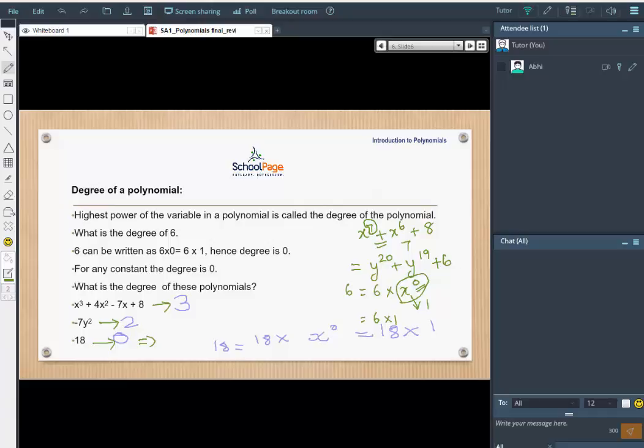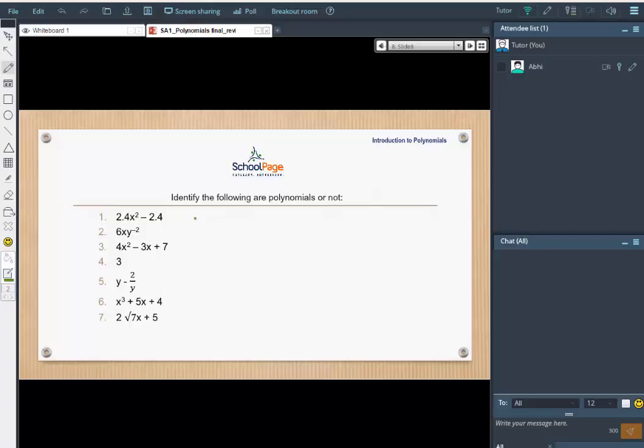Now that you have understood identifying the polynomials, let us look at some examples. Can you solve the first example for me? Is this a polynomial? Is the second one a polynomial? No, ma'am. Why? Because it has minus 2, the power is minus. Correct. Now can you tell me if the third expression is a polynomial?